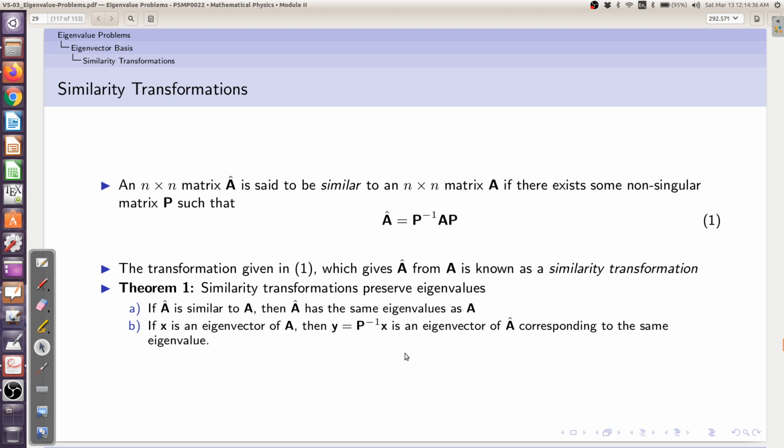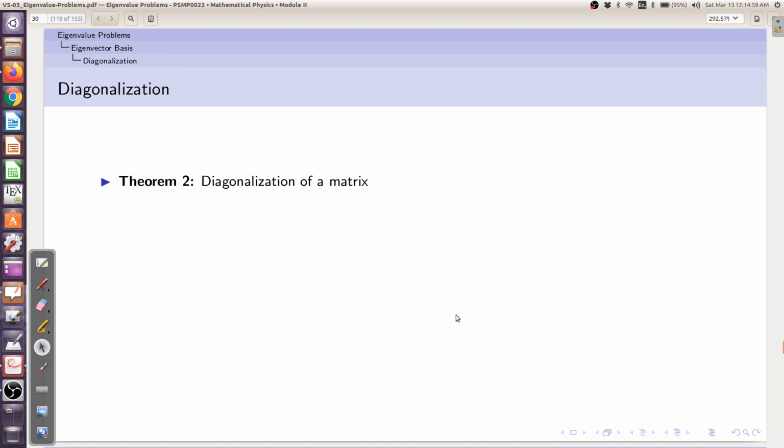So even though eigenvalues are preserved, the eigenvectors could be different, but we can find them very easily. If we know the eigenvector x, then all I need to do is transform this x like this, P inverse with x, and that is going to give us y. That is going to be the corresponding eigenvector. This is important when we consider the diagonalization of a matrix.